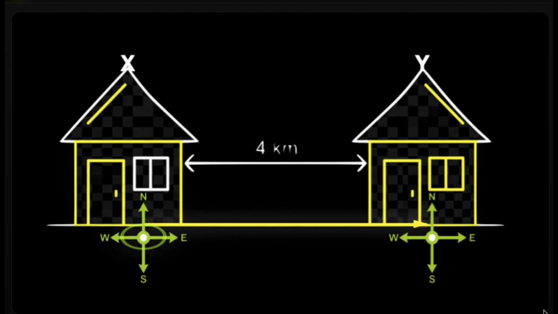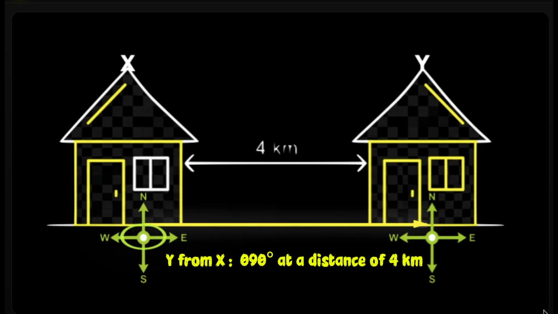To write this as a bearing, we follow 3 golden rules. Start measuring from north, turn clockwise, write the answer using 3 digits. From north to east is a quarter turn, which is 90 degrees. So the bearing of Y from X is written as 090 degrees, at a distance of 4 kilometers.